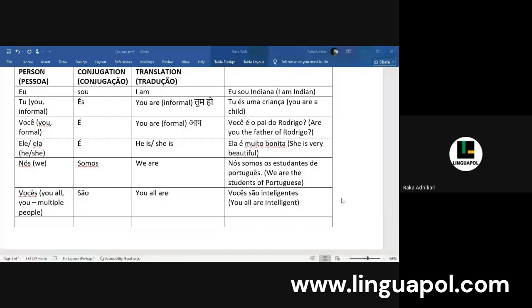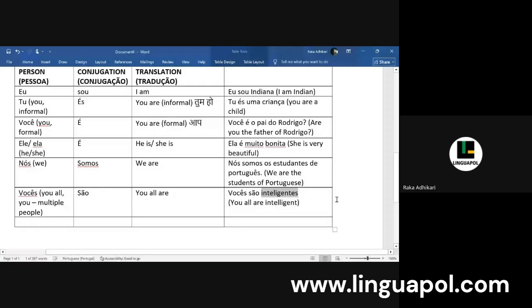Hence, vocês são inteligentes. If I say you are intelligent only to one person, then I will say você é inteligente. But if I say it to multiple people, then I'll have to say inteligentes. Is this clear to everyone? The adjective part? Give me a thumbs up, please. Okay. Obrigada.